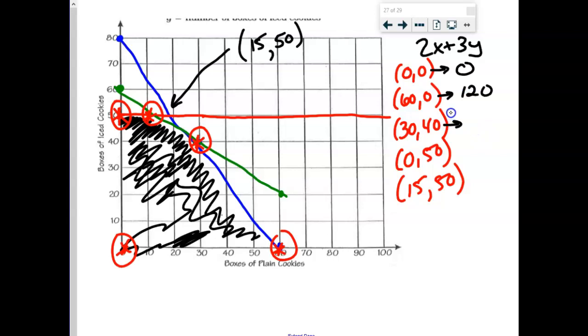Great, I might need some calculator help. My brain's kind of fried right now. If you plug in a 30 for the x and a 40 for the y, do you get 180? Okay. If you plug in a 0 for x and 50 for y, you get 150. And then is this 180 as well?